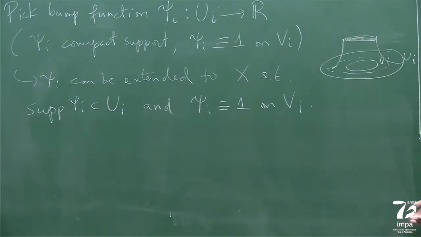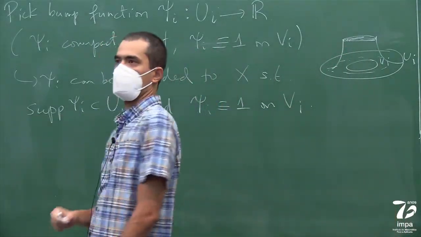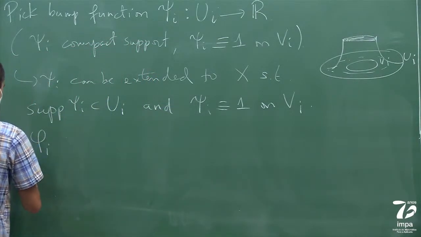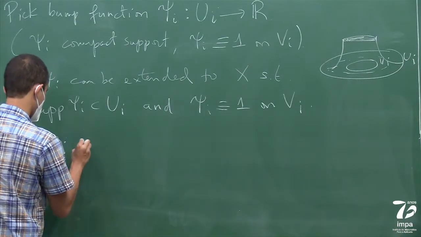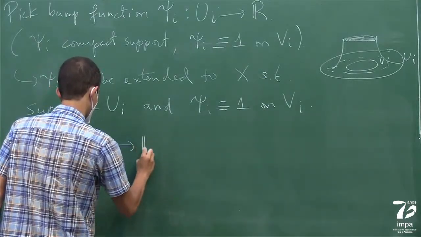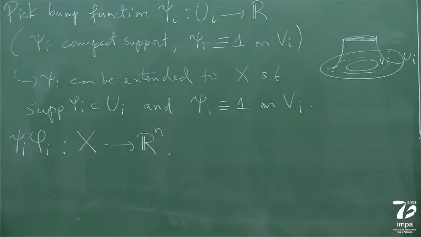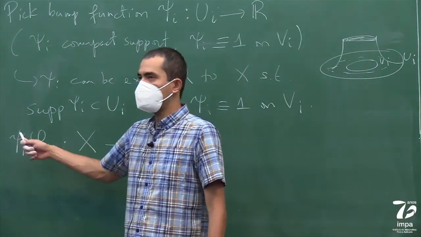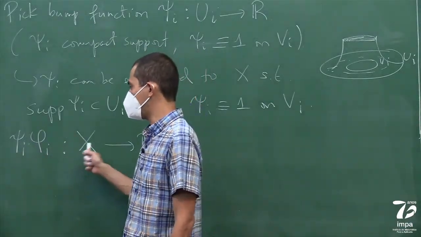Okay, so why do I want to do that? Because now I can multiply my chart by psi I. So now if I multiply phi I by psi I, I get a map from all of X into Rn. This is a map, because wherever phi I is not well defined, psi I is 0. So this guy can be extended.